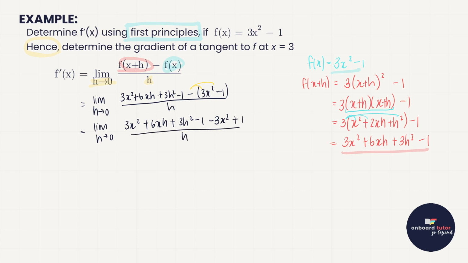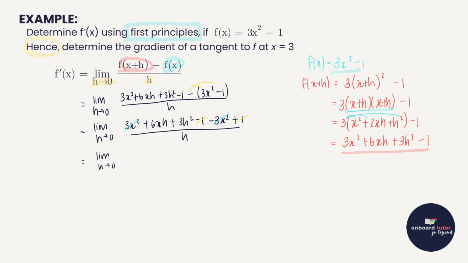Okay, now if everything's gone according to plan, we should be able to cancel things, or technically a plus and a minus, they'll end up negating each other. We should be able to get rid of everything that doesn't have an h in it. Okay, that's our secret goal here in this step. Okay, so limit as h tends to 0.